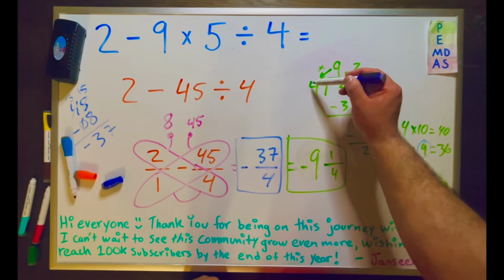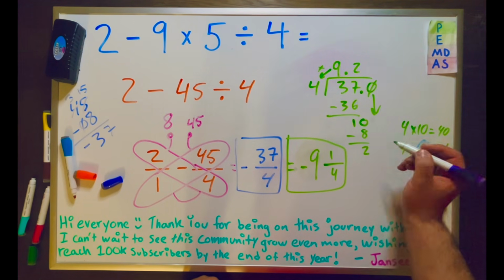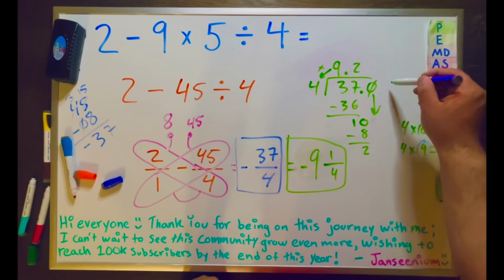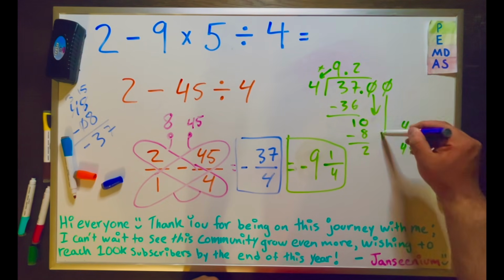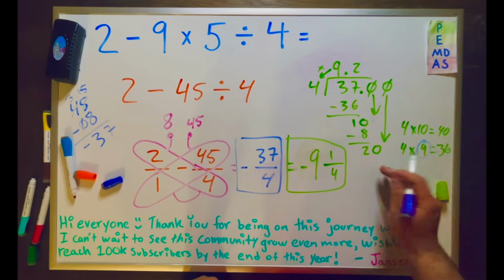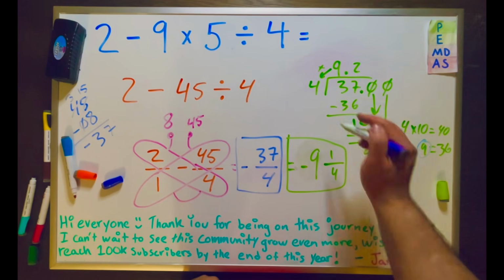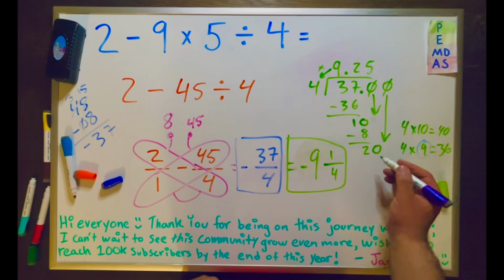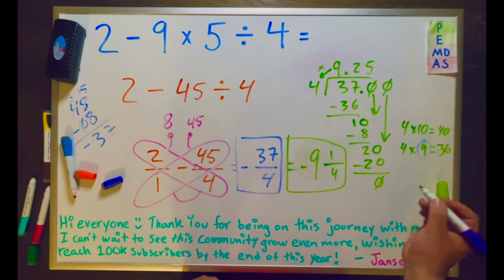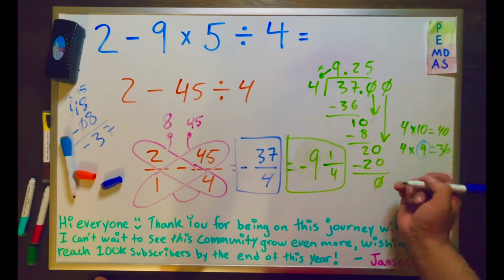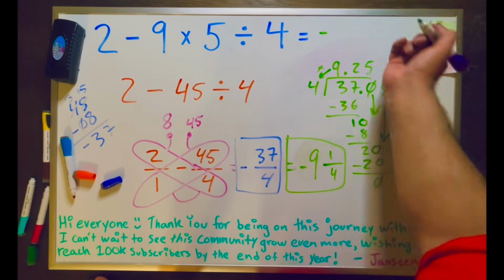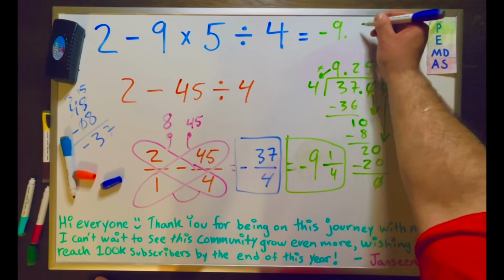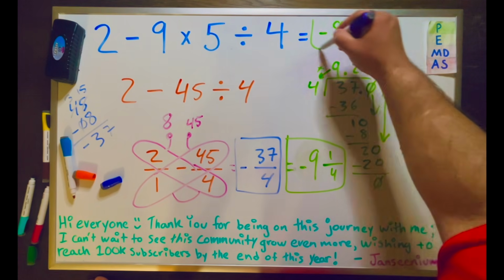And then 4 cannot fit into 2, so the 2 needs to borrow a 0. So I write a 0 here, bring down the 0, give it to the 2. Now the 2 becomes 20. How many times can 4 fit into 20? 5 times. And 5 times 4 is 20. And 20 minus 20 is 0. So your answer in decimal form is negative 9.25. And there you go.